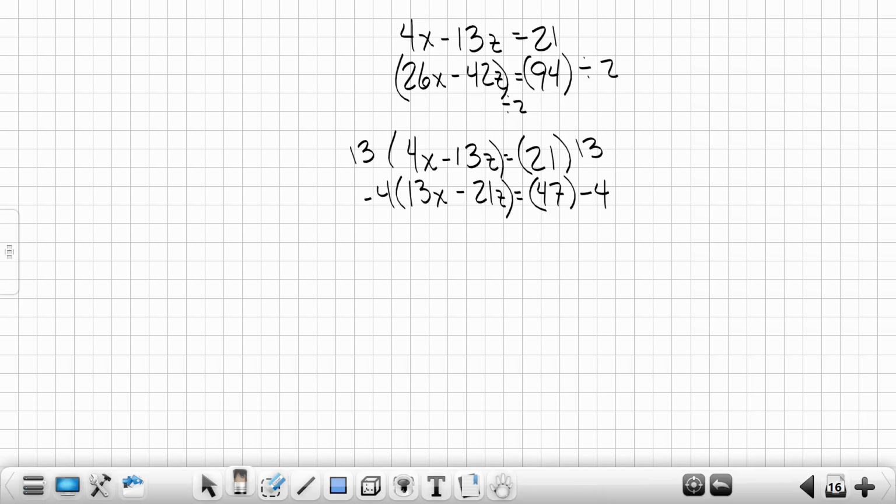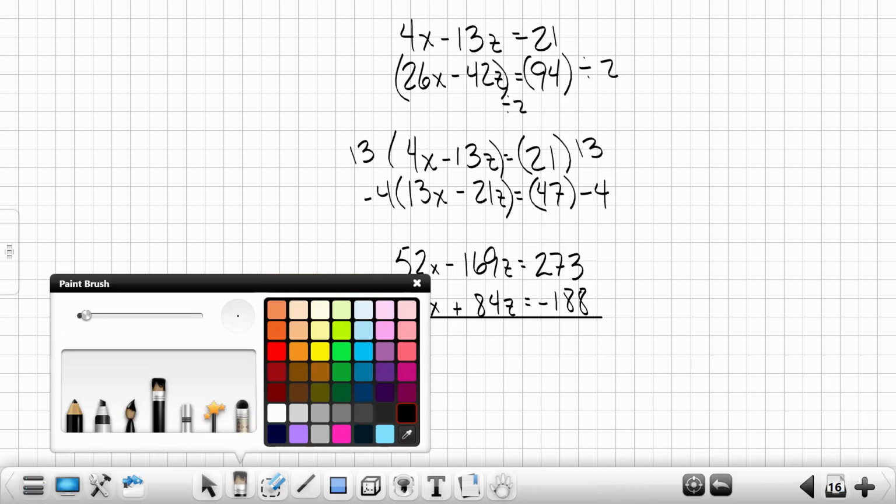13 times 4, okay, we could do that one. That's 52x minus 169z equals, what we have, 273. So that one didn't need a calculator yet. Then we have negative 52x, which is what I wanted because I want to cancel those, plus 84z equals negative 188, I apologize. Negative 188. Well, I guess we didn't need a calculator yet. Well, I didn't, but if you guys needed one, I understand.